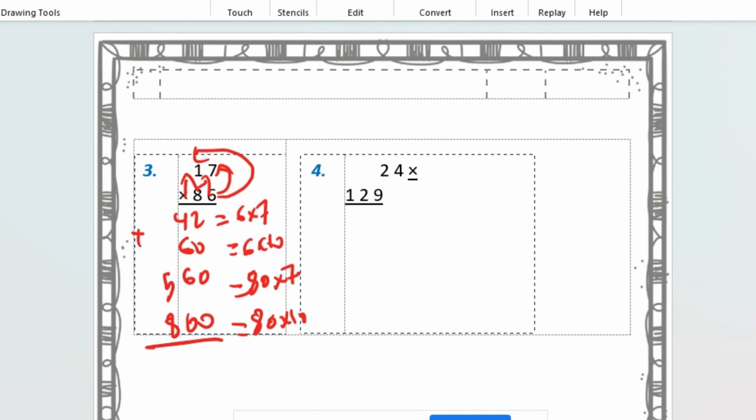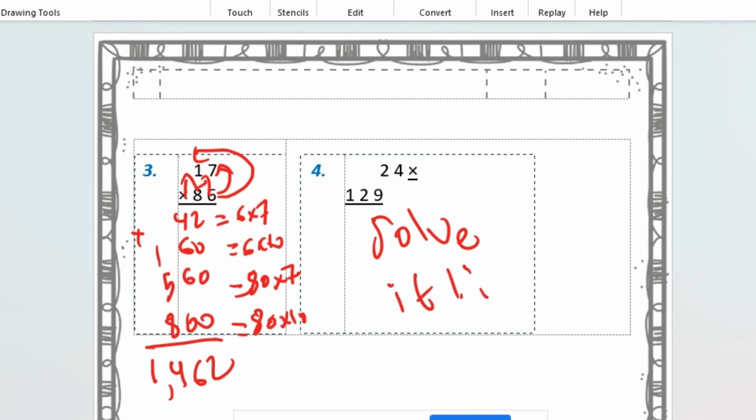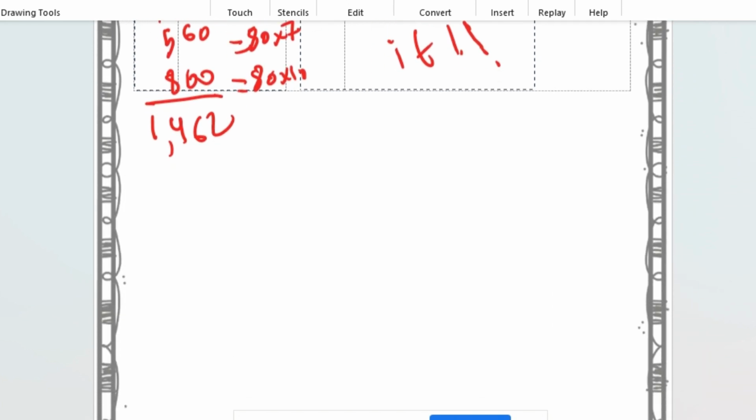We are just going to add all these numbers. 2 plus zeros is 2, 4 plus 6 is 10, 10 plus 6 is 16, 6 and 1 above, 1 plus 5 is 6, 6 plus 8 is 14. So 1462. Now I want you to solve this question on your own. Solve it. Let's move on to the next one.